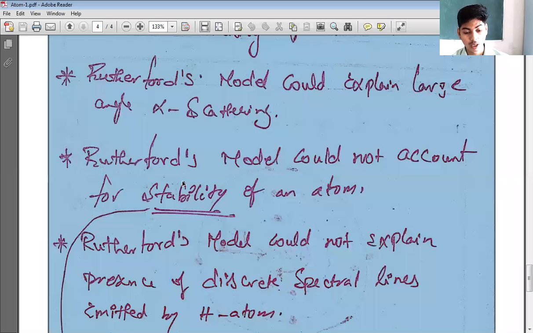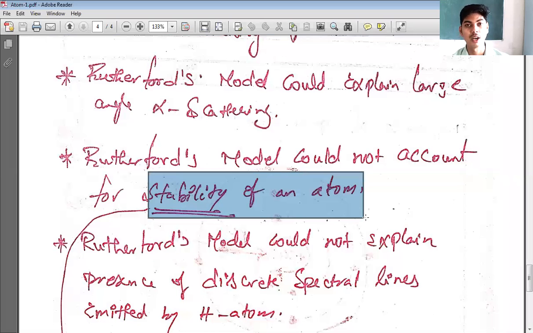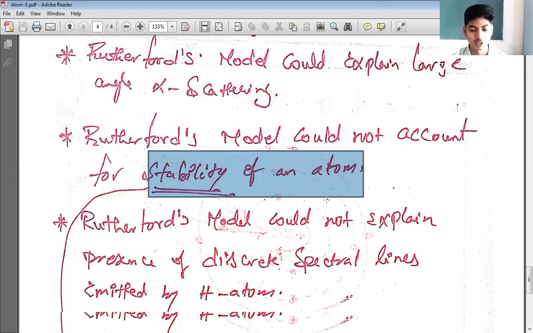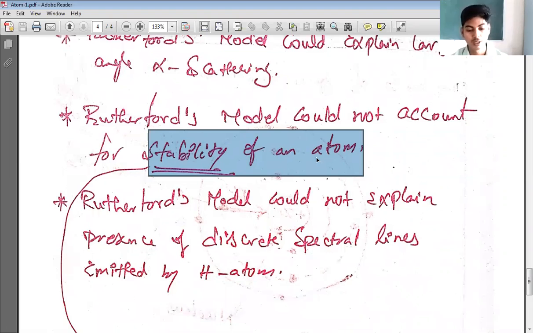Next, Rutherford's atom model could not explain stability of an atom. Even Rutherford failed to explain stability of an atom. He did not say why the atom is stable. If we consider Rutherford's atom model to be true, the atom becomes unstable, and such atoms would not exist in nature. I will explain what stability means.